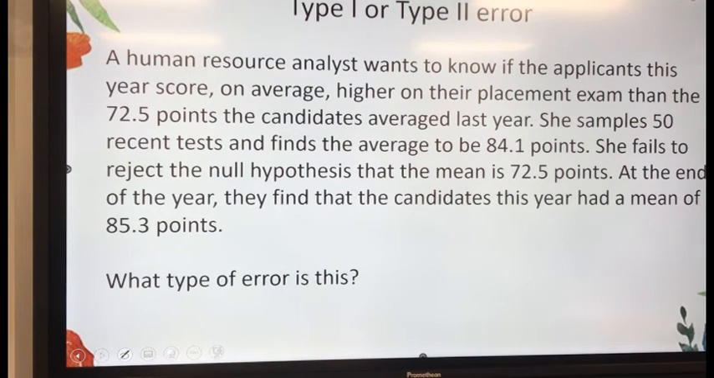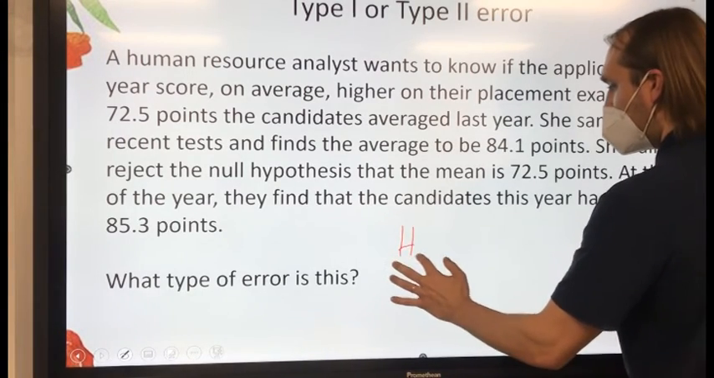A human resource analyst wants to know if the applicants this year score, on average, higher on their placement exams than 72.5 points the candidates averaged last year. So they want to know, is it higher than what they scored last year? She samples 50 recent tests and finds the average to be 84.1 points. She fails to reject the null hypothesis that the mean is 72.5. At the end of the year, they find that the candidates this year had a mean of 85.3. What type of error is this?